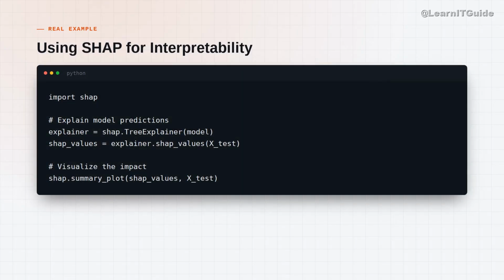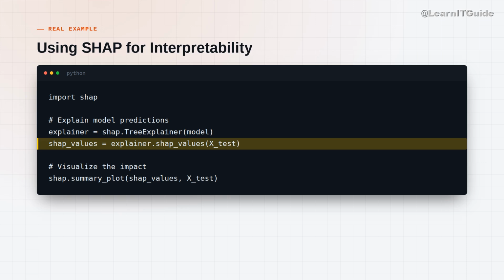To solve the interpretability problem, we use SHAP. On line 4, we create a tree explainer for our model. Then, on line 5, we calculate the SHAP values. This shows us exactly which features push the model toward a churn prediction. Is it the low login frequency, or maybe a high number of support tickets? With this, you can provide actionable insights.